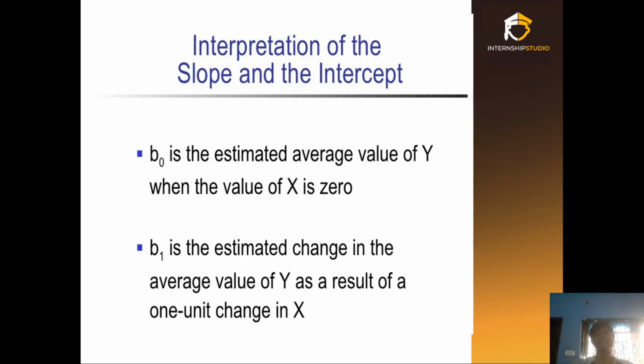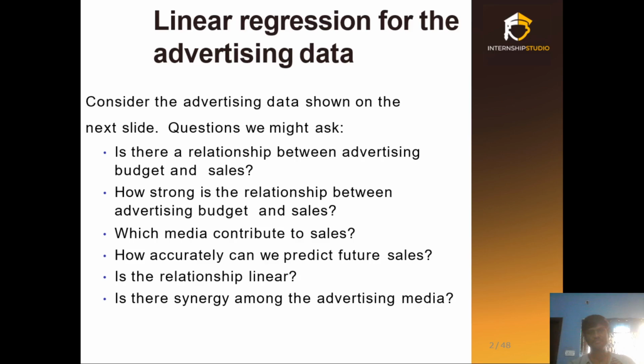And the interpretation of the slope and intercept. Beta naught is the estimated average value of y when the value of x is 0. So if suppose the slope is 0, then it will be your beta naught itself. And beta 1 is the estimated change in the average value of y as a result of a 1 unit change in x. That is what the slope refers to. So you have the slope and intercept here, and you can interpret it in this way.